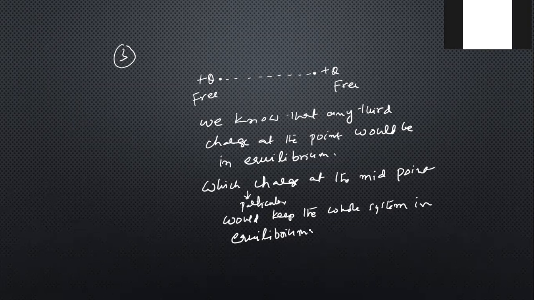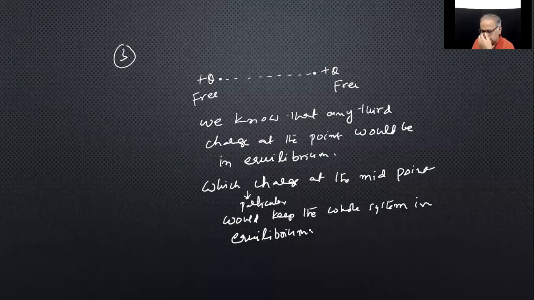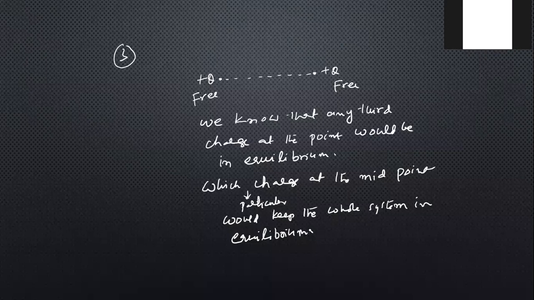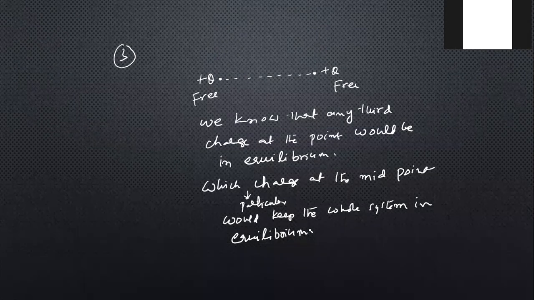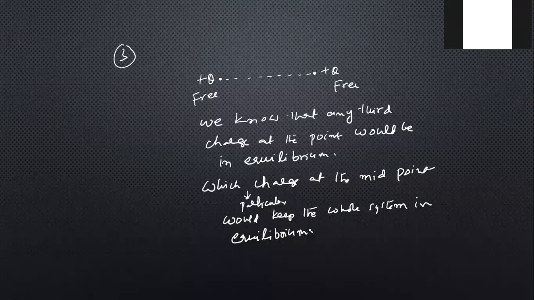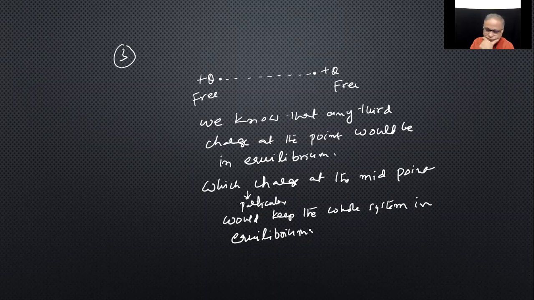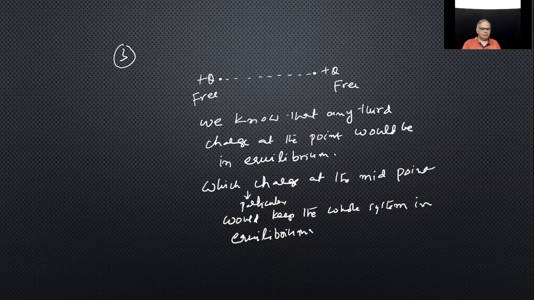Two charges are placed free in free space, sir, and we need to place a charge such that the whole system will be in equilibrium. How is it different from the previous situation? Previously it was fixed, sir, but now they are free. There were other forces acting on the plus q, which were fixed, right? There were other charges on plus q and plus q because they were fixed. Do you agree? Yes, sir.